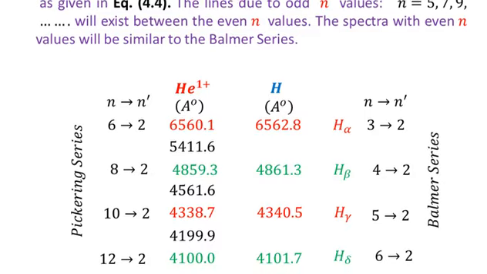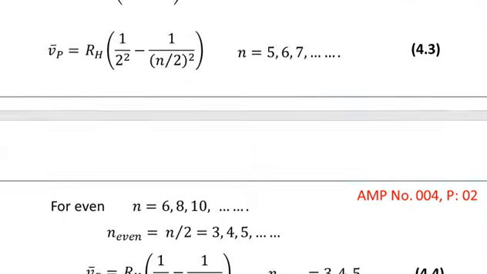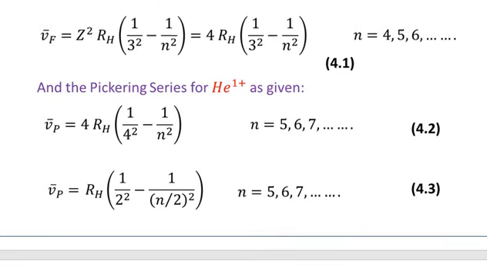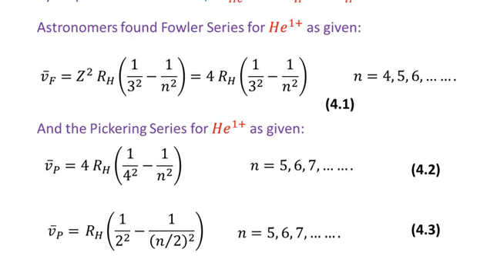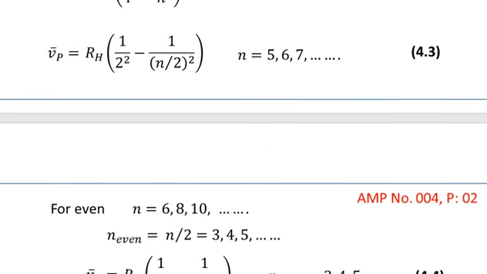So it means that we can explain the other series, for example, the Fowler series. We can also explain the Pickering series, and I have chosen one series, that is the Pickering series, to elaborate it further and compare it with the Balmer series formula.